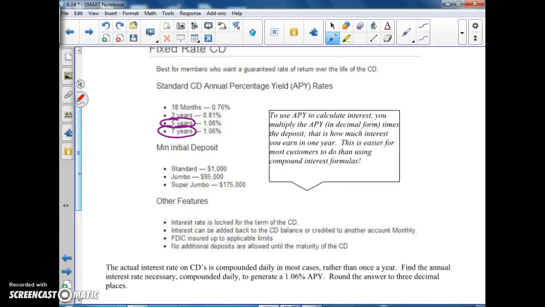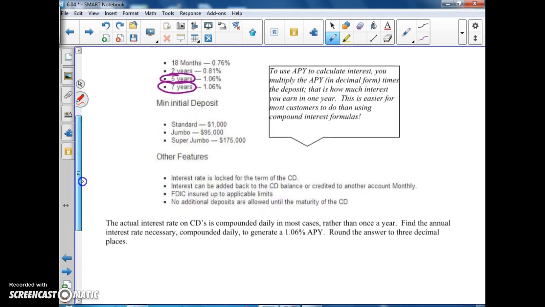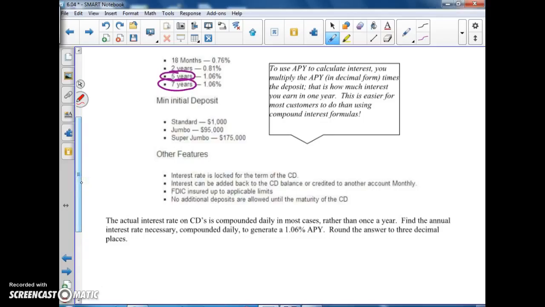Okay, now here comes the thing. We want this to be an easy problem, right? So which one would you choose, 5 or 7? You choose 5, right? We're going to choose 5. That's what everybody says, right? Okay, now that's the first thing. The second thing is this. You have to figure out how much you want to invest. Okay, so you want to invest 1,000, 95,000, or 175,000.